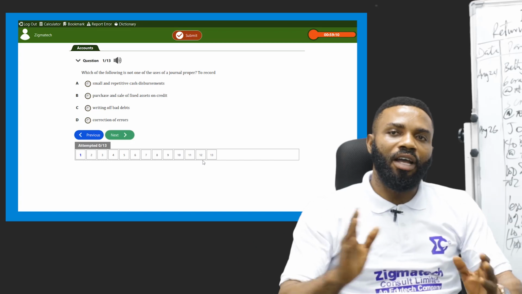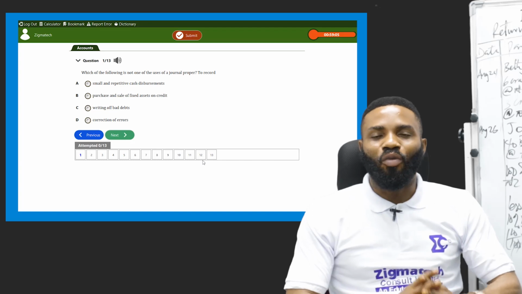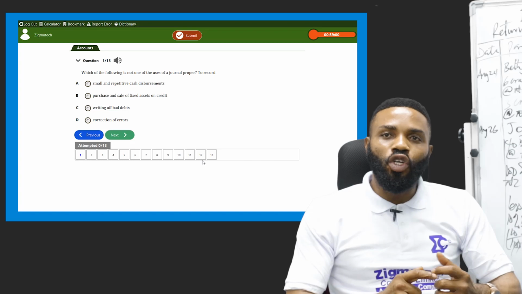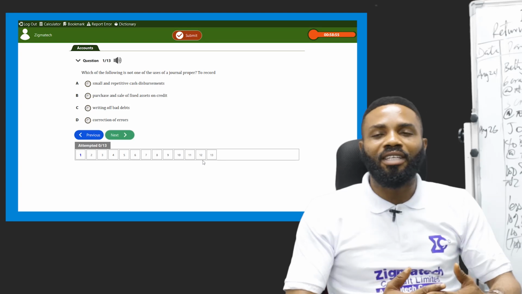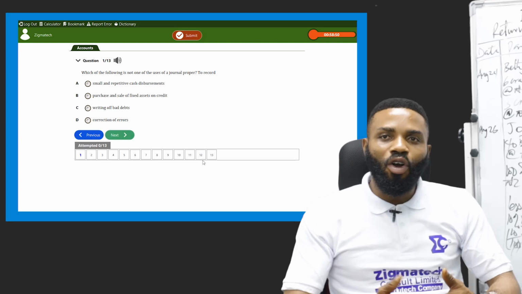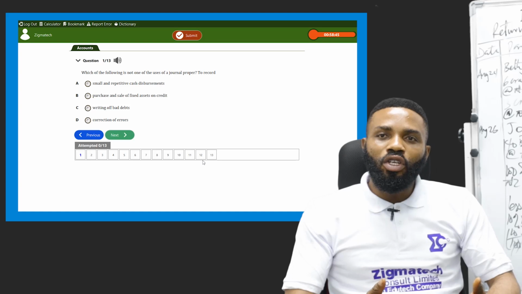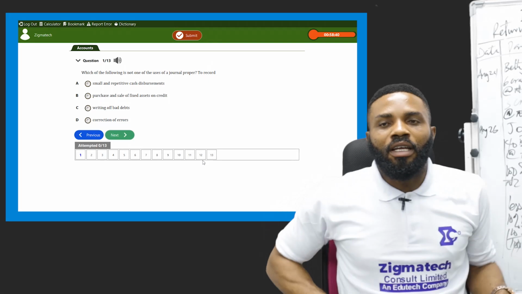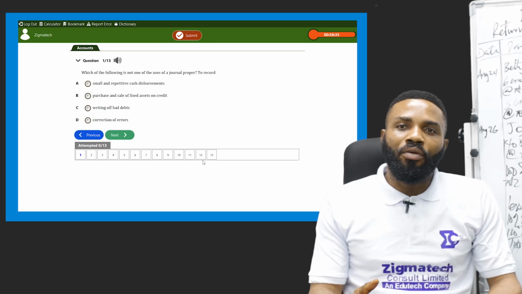We know that journals are used to enter transactions in their original states. When transactions are carried out, journals are used to do what? To record it. So small and repetitive cash disbursement, every transaction that has to do with cash, whether repetitive or non-repetitive, can be captured in a journal. Then we can also use journals to record bad debt that is written off. Bad debt that is written off is an expense. Journals can actually be used to record this.